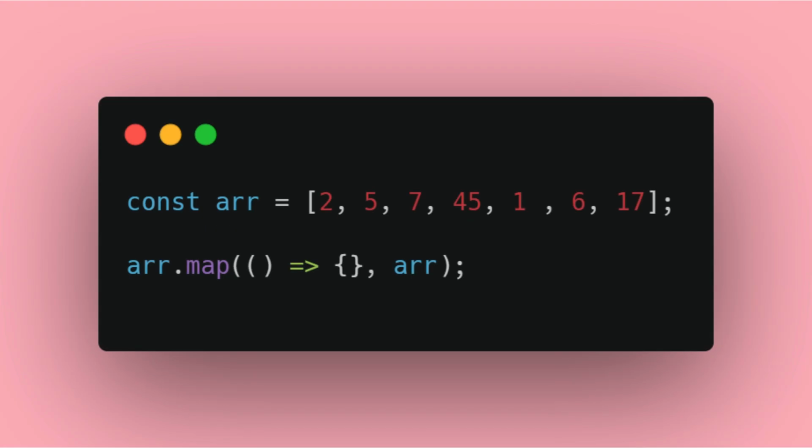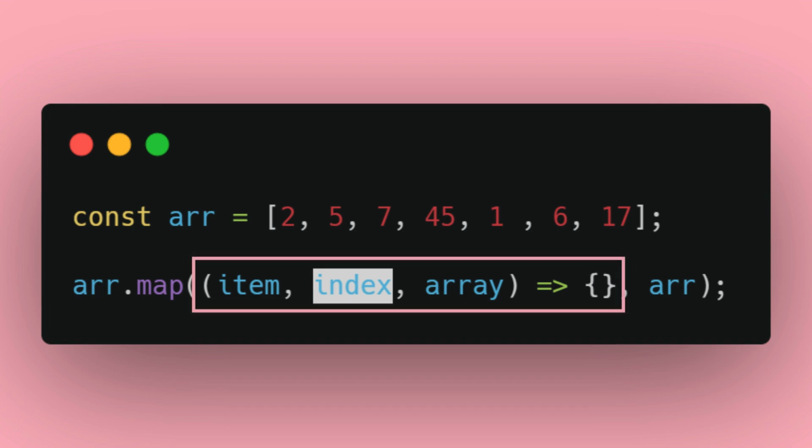The map function takes two arguments. First, the callback function to be executed upon each element of the array, and second is the array itself. Now this callback function has three parameters. First, the value of the current item. Second, the index of the current item. And third, the array on which the map function is applied.